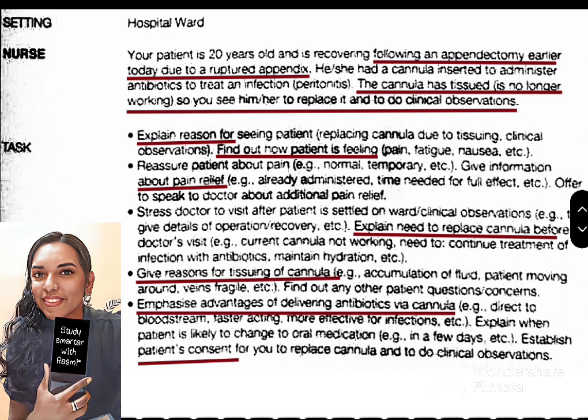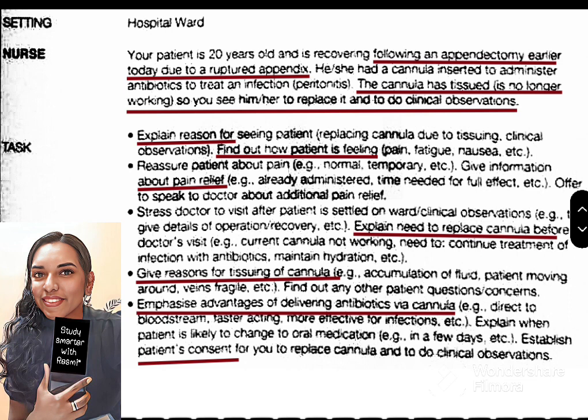So, from this paragraph, you came to know that this patient got admitted following an appendectomy and the cannula is already tissued, it's not working, and now you went to the patient to replace it and to do clinical observation. So you have a procedure to carry out with the patient.